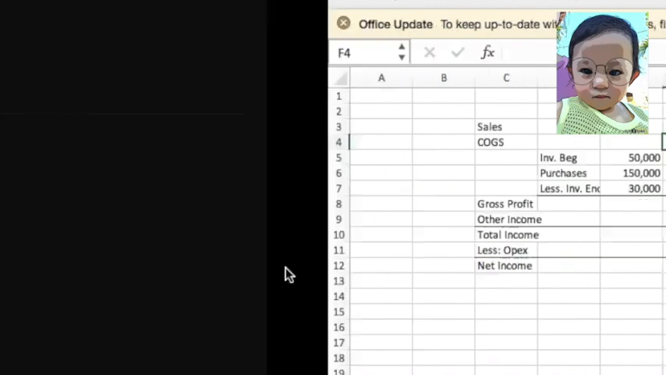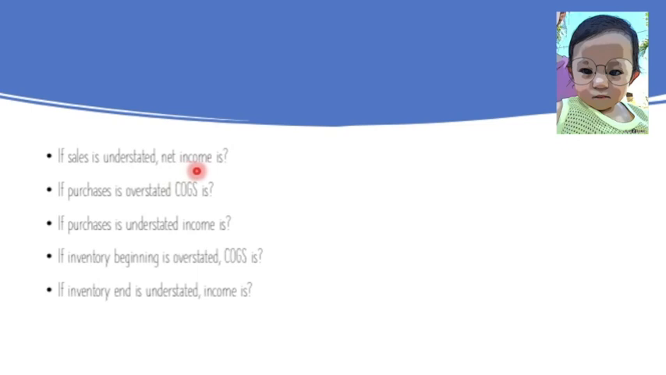That would mean sales and net income are directly related. If sales increase, net income increases. If sales decrease, net income also decreases.